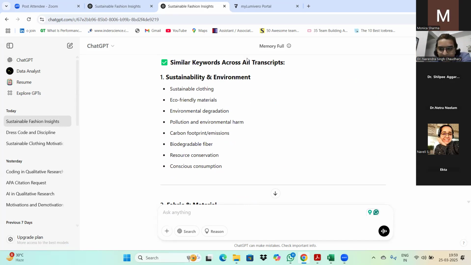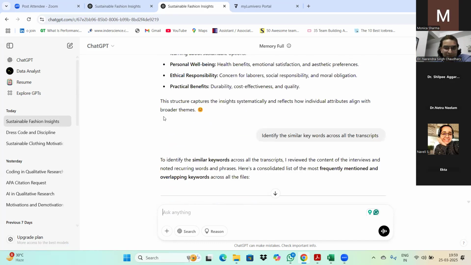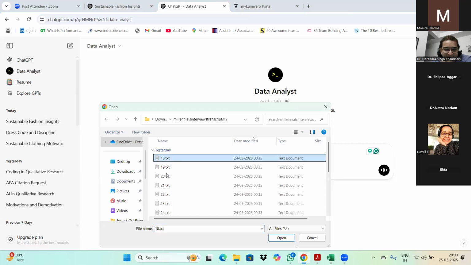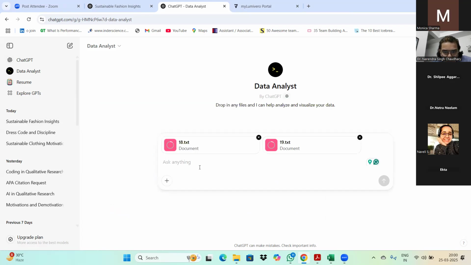The second part I didn't understand. How do you do the second analysis part? Ma'am, for example, there is one more thing. This is a data analyst ChatGPT. Again, I can upload 1 or 2 transcripts here. I'm going here and now I can say, okay, give me the major themes in the transcripts.